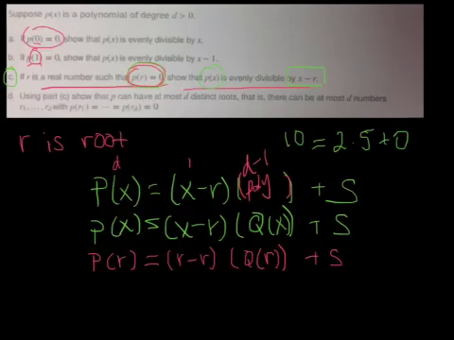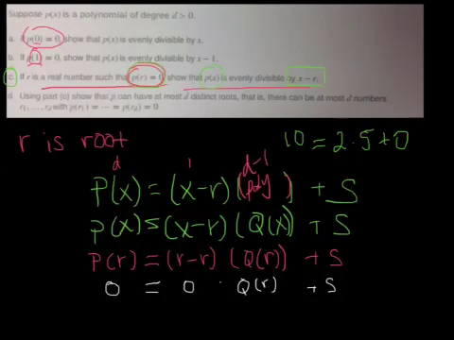Go ahead and pause right now and see if you can work this out and figure out why this doesn't matter, and then go ahead and press play again. So on the left-hand side, p of r, well, that's 0. And on the right side, well, what's r minus r? That's 0. So does it matter what q of r is? It doesn't at all. q of r is some number, right? Maybe it's 1,000,000, maybe it's 2, maybe it's 0.1. We don't care.